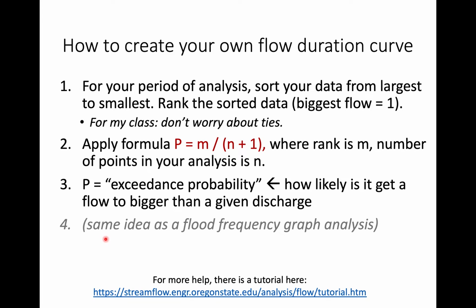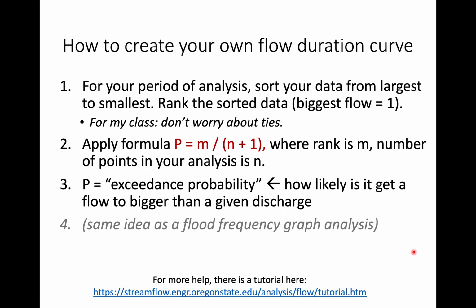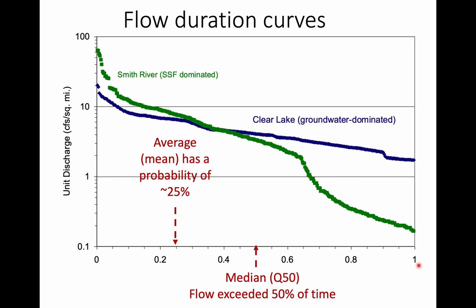So now you've got a column with exceedance probability and you have a column with flow, and you're just going to make your graph in Excel with a log y-axis and a linear x-axis. And speaking of graphical pet peeves of mine, notice that this axis goes from 0 to 1. In Excel, it could be percentile, 0 to 100%, that's fine, same idea. But don't let Excel give you a 120% probability of exceedance because, of course, that's physically impossible for the way we're doing this math.